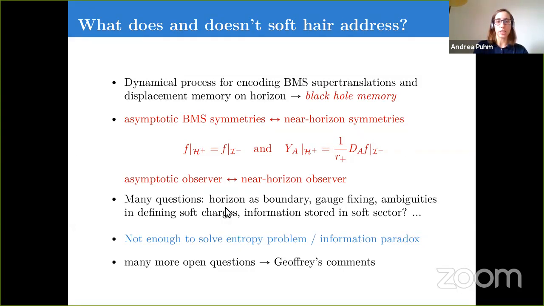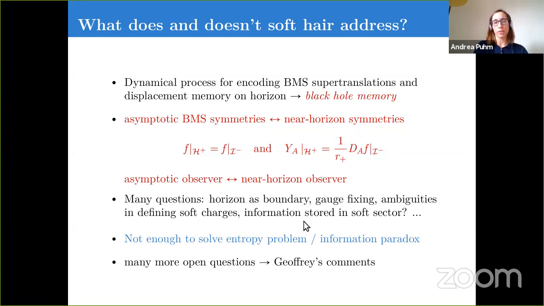For example, in this picture, you view the horizon as some sort of boundary that retains a memory of what falls in. There has been some gauge fixing in order to find solutions. There is some ambiguity in defining soft charges in general, which I think Jeffrey will talk about, and I might come back to that later on, which has to do with the fact that there's an ambiguity in defining the conserved integrated soft charges.